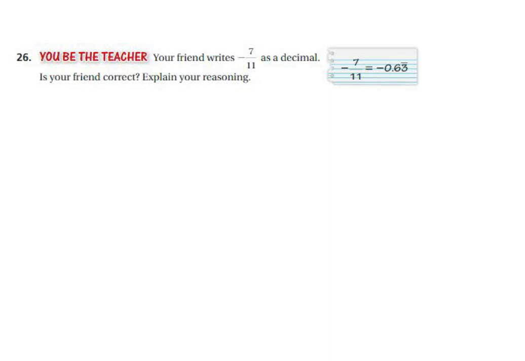You be the teacher. Your friend writes negative 7/11ths as a decimal. Is your friend correct? Explain. So we have negative 7/11ths. We know our answer is going to be negative, so we're really just doing 7 divided by 11. 11 doesn't go into 7, but it goes into 70 6 times. 6 times 11 is 66.